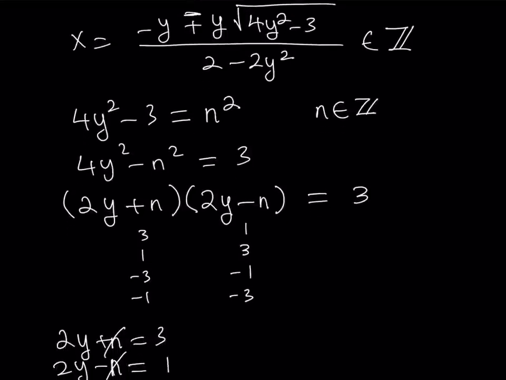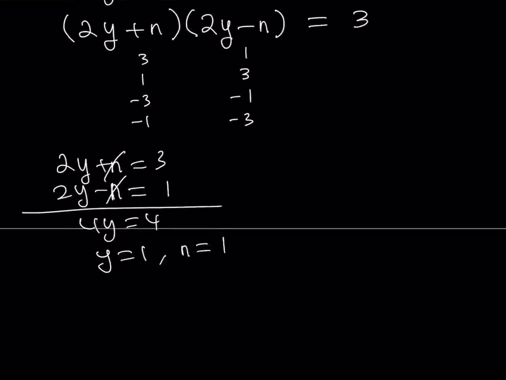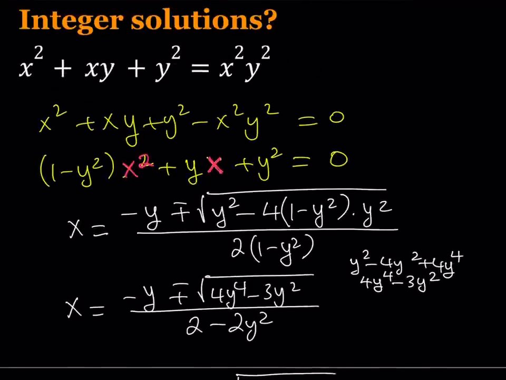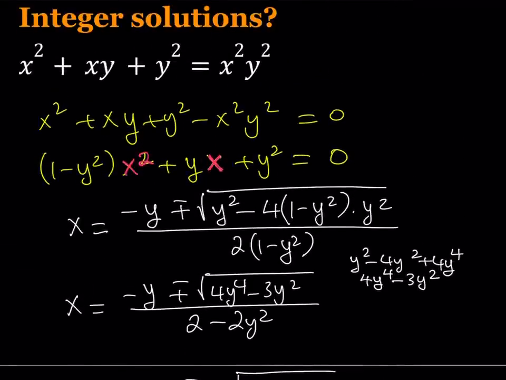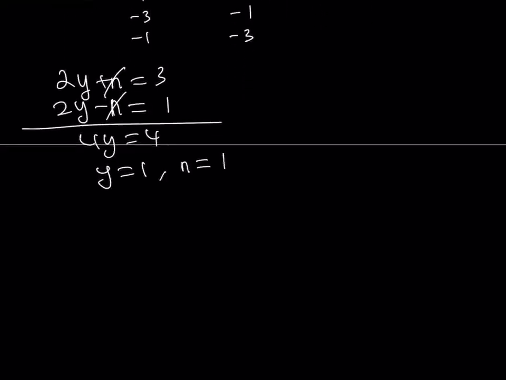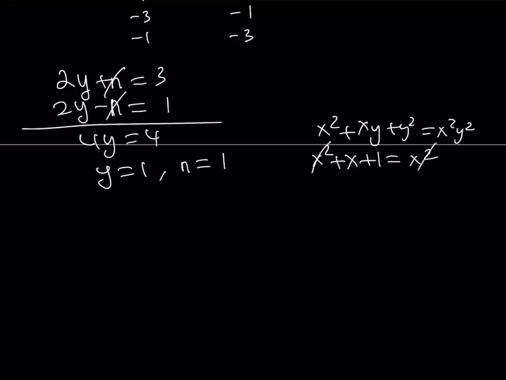And by the way, how do you find x if you know that y is equal to 1? You can refer to the original expression, which is probably easier to calculate. So we have x squared plus xy plus y squared equals x squared y squared. So if y is equal to 1, then you get x squared plus x plus 1 equals x squared. X squared cancels out, and from here you get x equals -1. Great. So that is the case for the first case scenario.